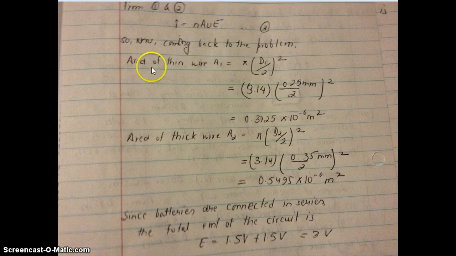Coming back, the area of thin wire is pi (d1/2) whole squared, which comes out to be this much, and similarly doing for thick wire, it comes out to be this much meter squared. You need to be very careful about the units over here. And since these batteries are connected in series, the total EMF of the circuit is E equals 3 volt.